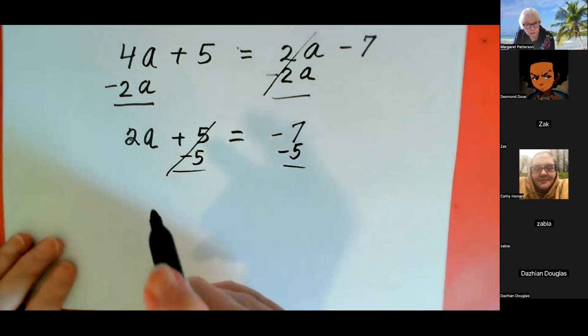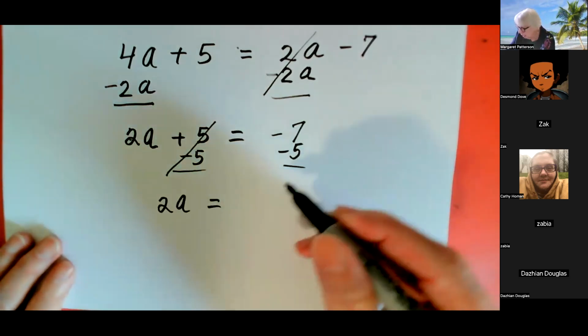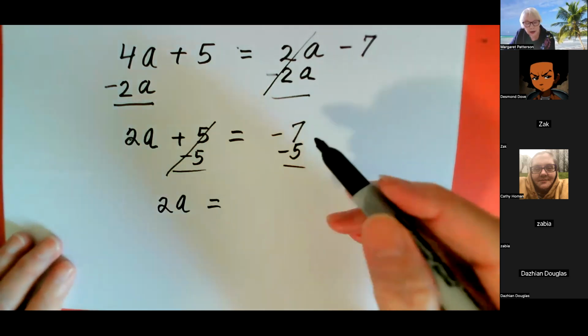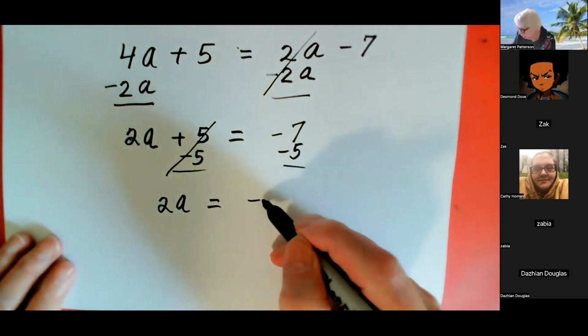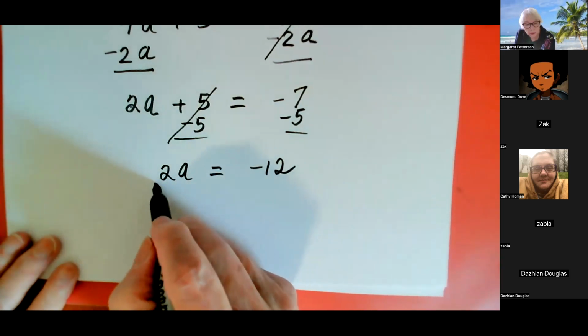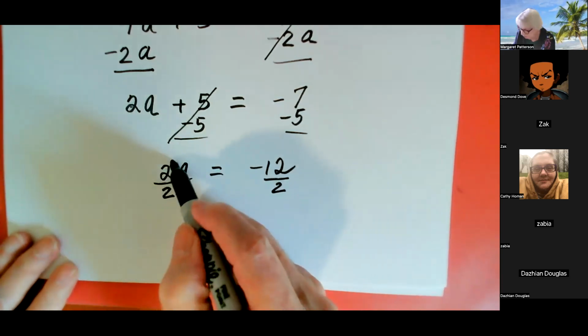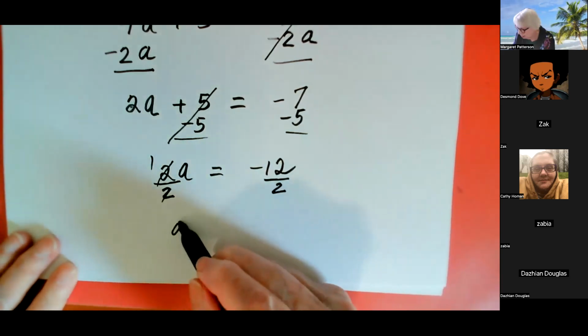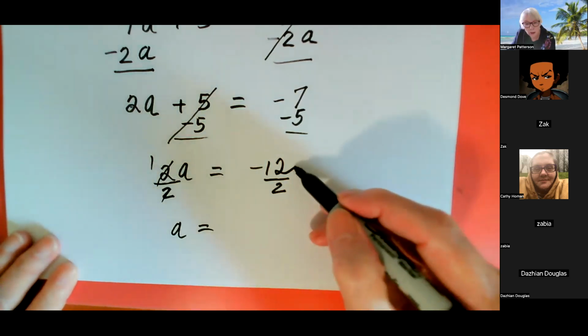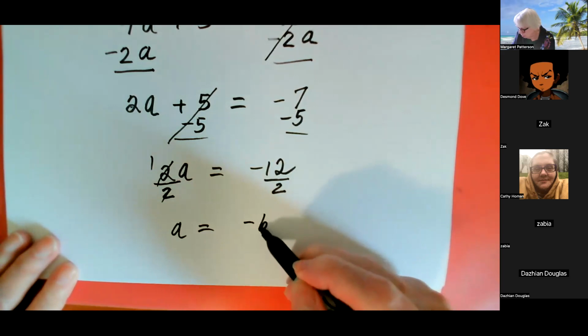5a +5 minus 5 is 0. I'm left with 2a. And then -7 and -5, you keep going more negative, that's -12. One more step, this is always the easy step, divide by 2. 1a is a. 1 negative in division is -6.